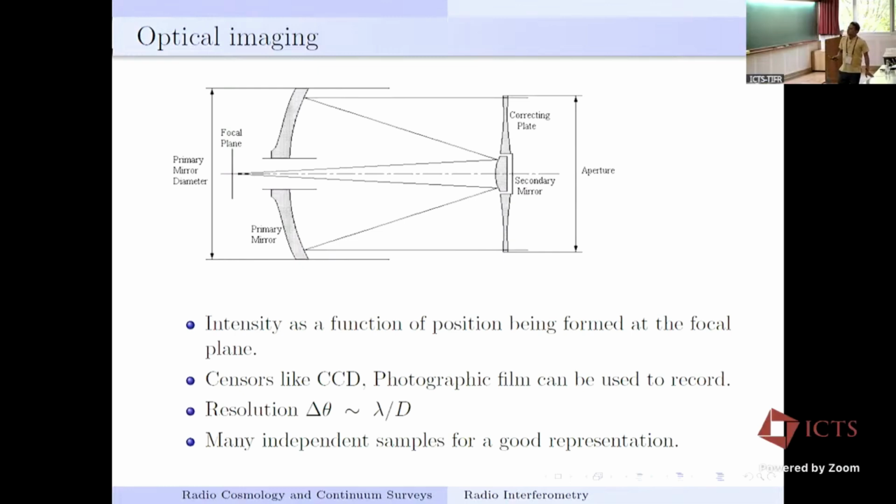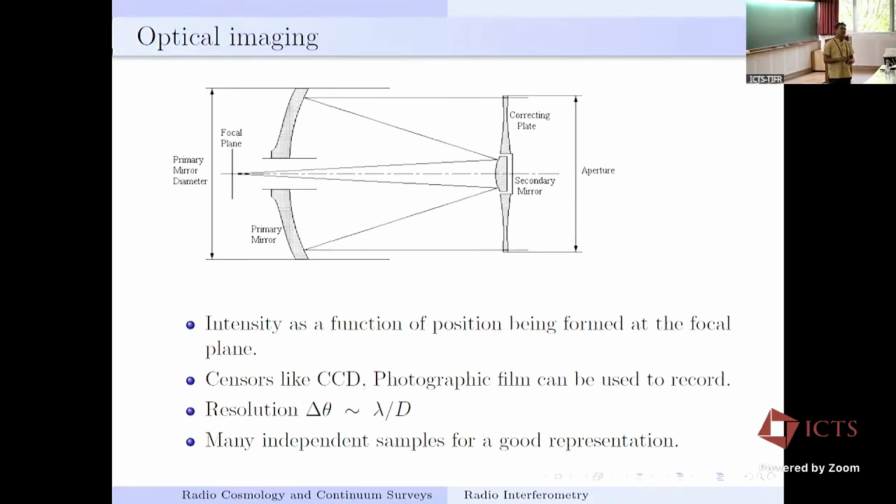So the resolution of a telescope is of the order of lambda by d, right? For the optical case, what is the lambda typically? Optical wavelength, how much is lambda? 400 to 700 nanometers, right? It's about 0.4 to 0.7 micron. Let's say 1 micron, right?